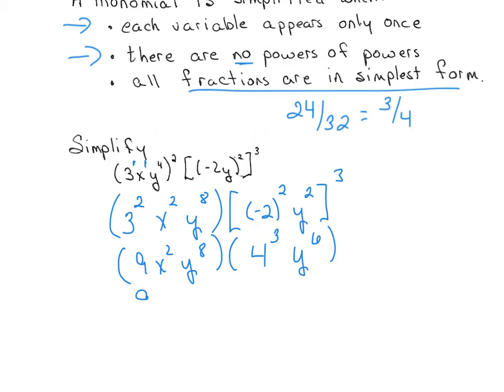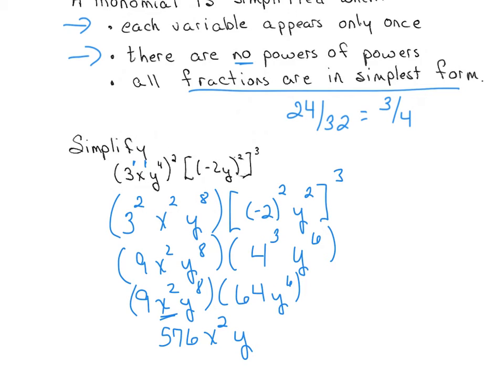Okay, I'm going to go ahead and simplify. 4 cubed is 64, y to the 6th. So now we have to multiply 9 times 64, which is 576. Yes, you can do that. If you have a calculator handy, you can use your calculator on that. Do we have another x? Just this one, so it's x squared, y to the 8 plus 6, which is 14. So now we are totally simplified.